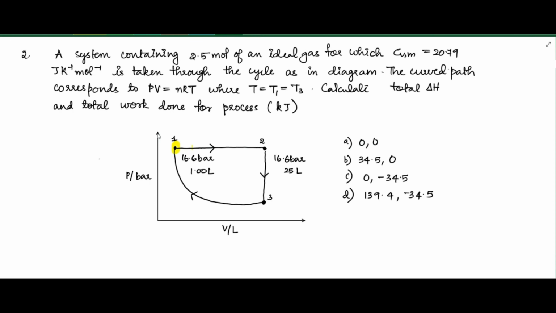When the pressures are the same and there is some expansion going on, this is called an isobaric process. Pressure is maintained constant, it is isobaric. Correct. So 1 to 2, it's an isobaric process.